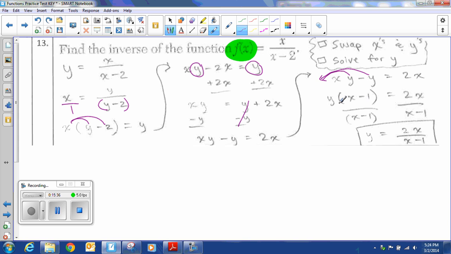So you have y times parentheses x minus 1 equals 2x. And now to get the y by itself, finally, in the final step, is to divide both sides by what's multiplying it, which is x minus 1. This cancels out, and we end up with y equals 2x all over x minus 1.